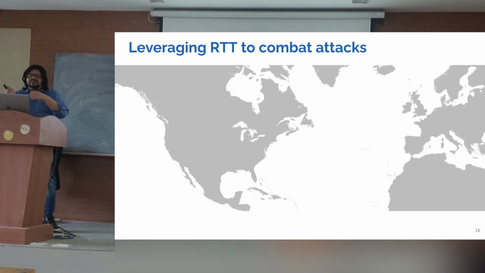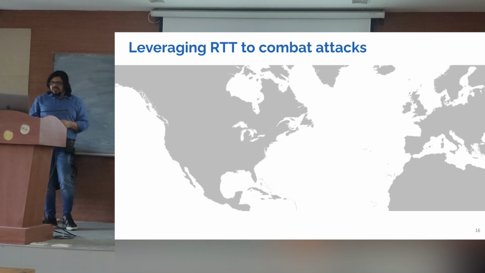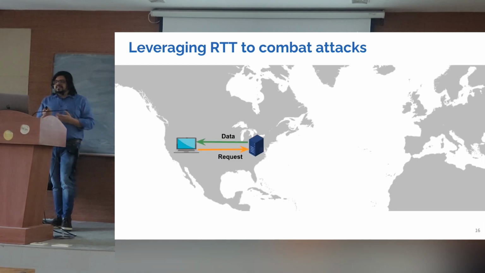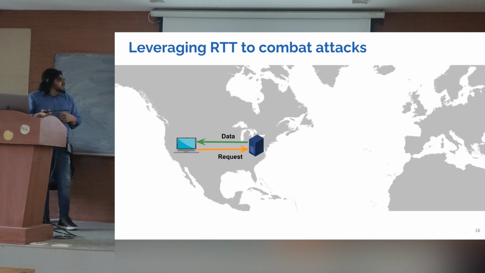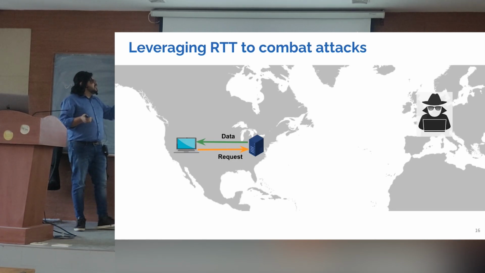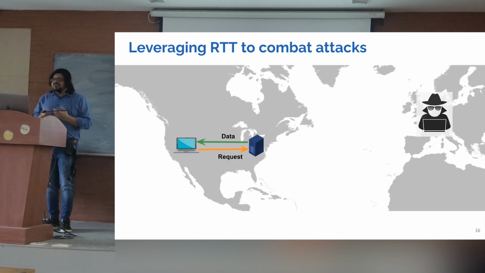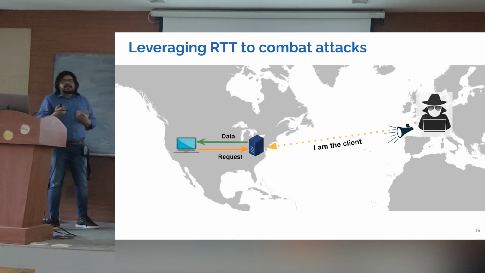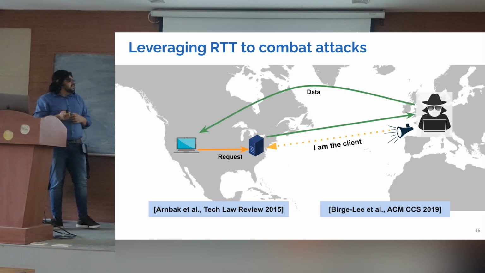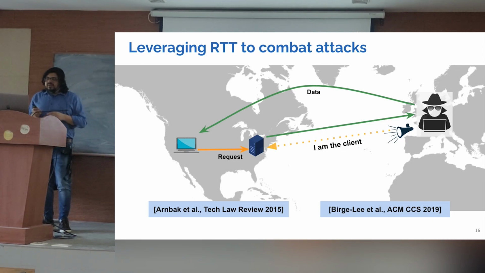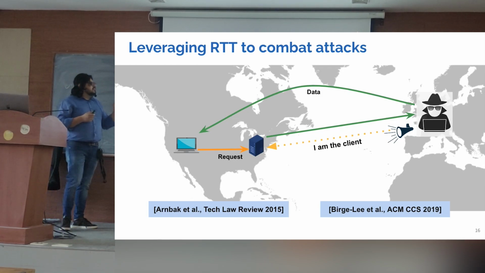Now, how can we leverage RTT to combat attacks of the type that we showed before? So let's imagine a scenario where a client and a server are talking within the United States. And now there's an attacker in Europe who is trying to snoop in on this communication, right? And this is similar to the YouTube example we showed earlier. And let's say this guy wrongly claims that, hey, I am the client. And so in this case, what will happen is the data will actually first go from the server to the attacker because it thinks the client is located there.